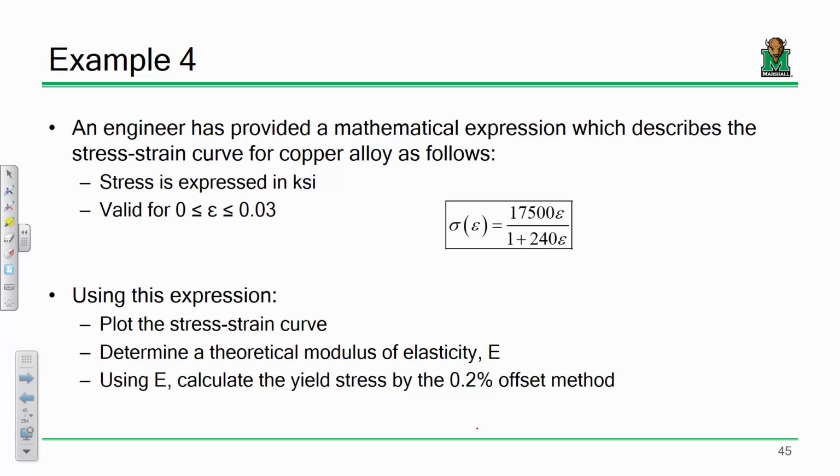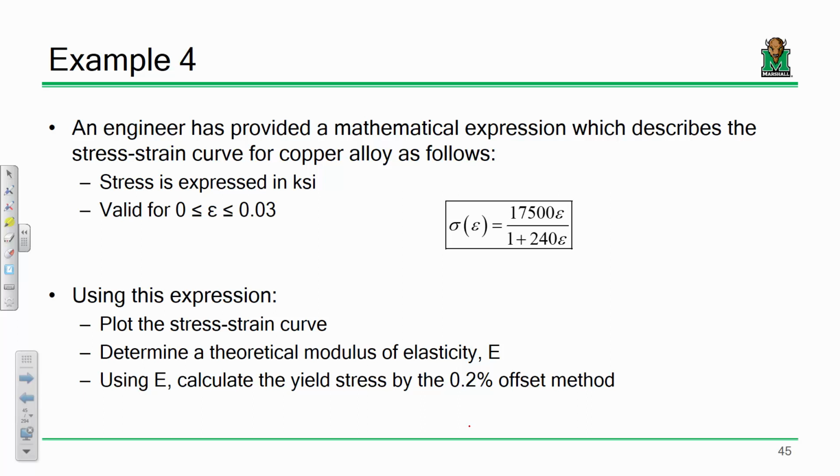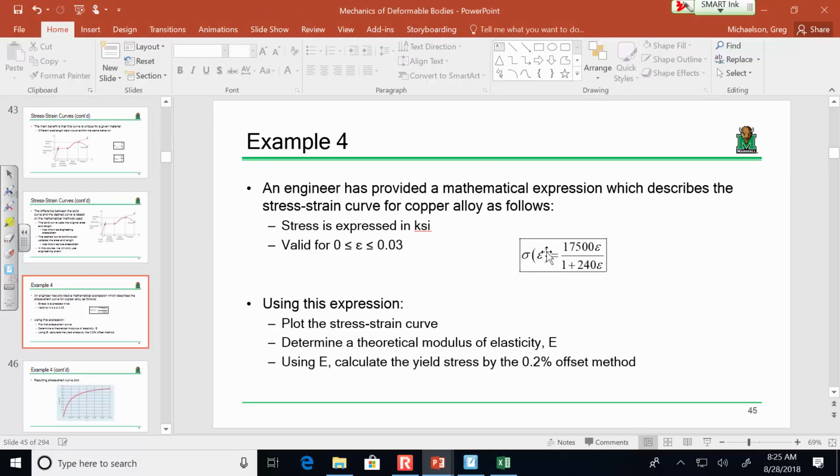What I want to do is plot the stress strain curve. I want to determine a theoretical modulus of elasticity, and I want to determine a 0.2% offset. Just so you're aware, I've given you in your slides the stress strain curve, that's what it's going to look like. But I want to generate this in Excel, bless you, and go through some of the math. So first off, let me close this real quick.